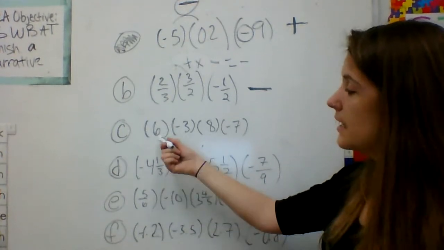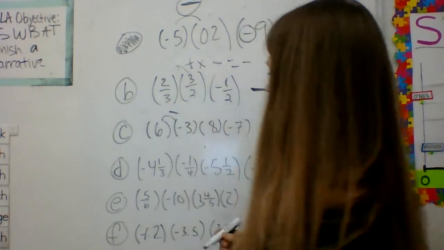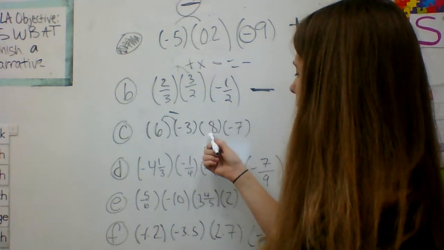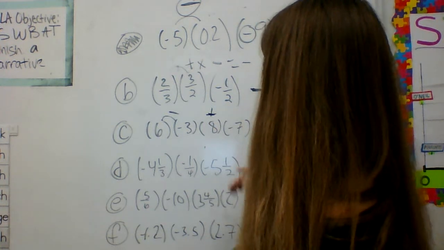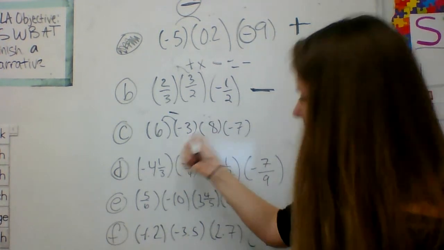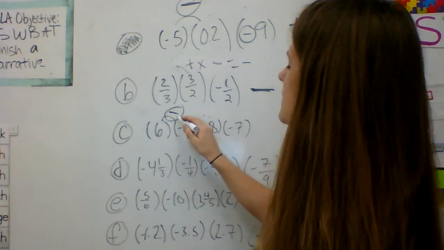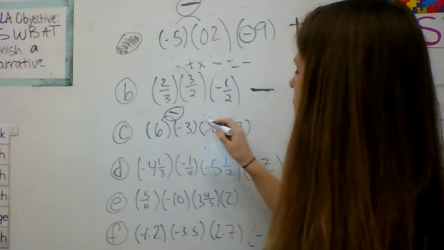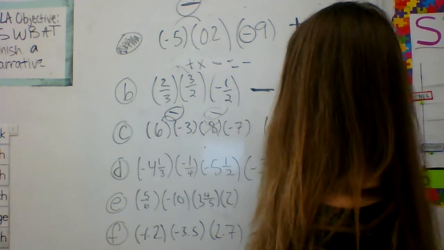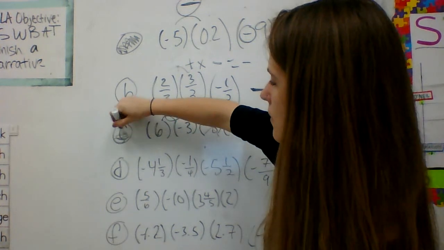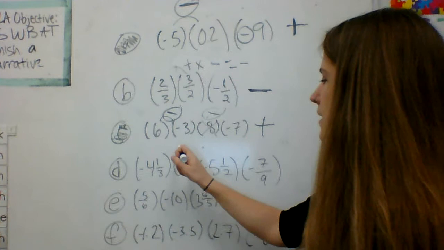Next problem, positive 6 times negative 3. This is going to be a negative. Then I have a negative times a positive, and that's going to be positive. Oh, sorry, that's my bad. A negative, so we'll start from the beginning. A positive times a negative is negative. Then we'll take this negative and multiply it by this positive, and we'll get a negative. Then we have a negative times a negative, which is a positive. D, a negative times a negative makes a positive.